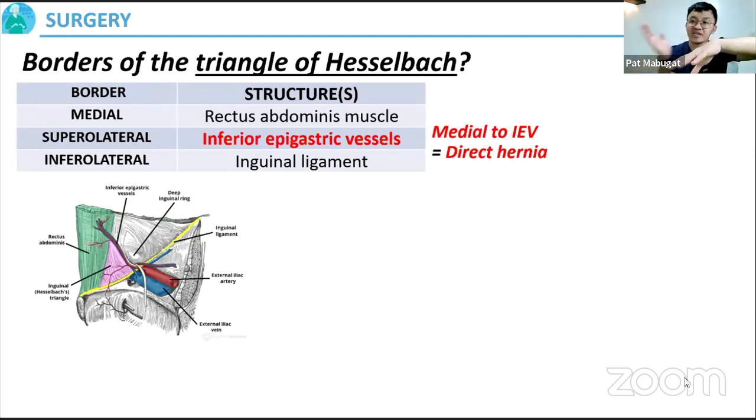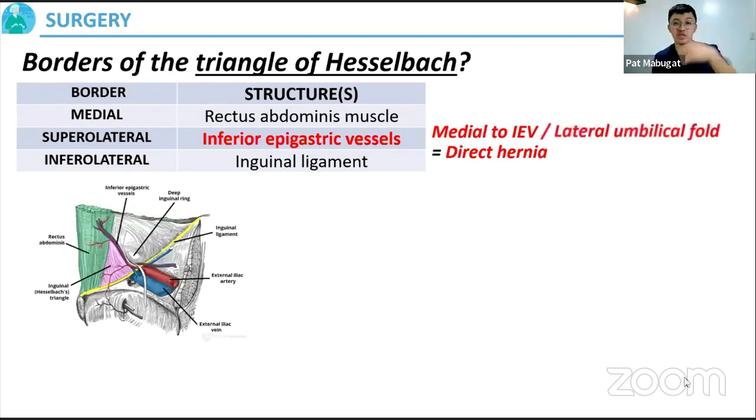However, if it's outside the Hesselbach triangle, it needs to pass first to the internal ring. So that's your indirect hernia, because indirect, it's not directly going into the sac. It's gonna pass through the internal ring first, then the canal, right? Or sometimes there's a question in our board exam which asked laparoscopically what marker can be used to identify if it's a direct or indirect hernia. You have the lateral umbilical fold. Okay.